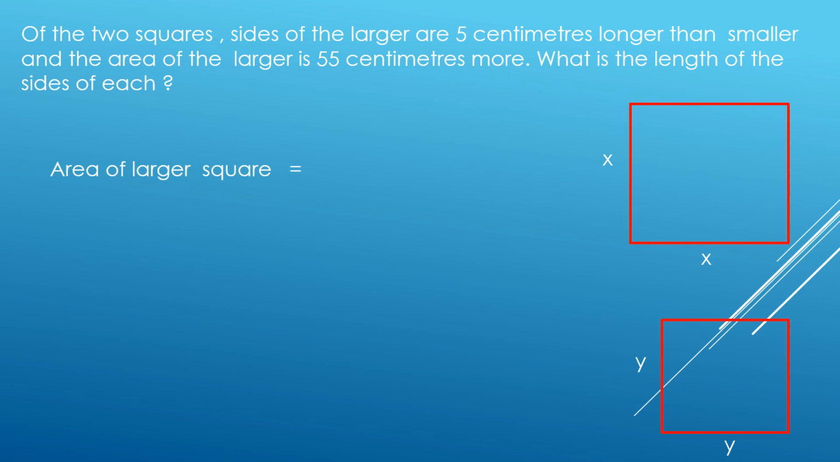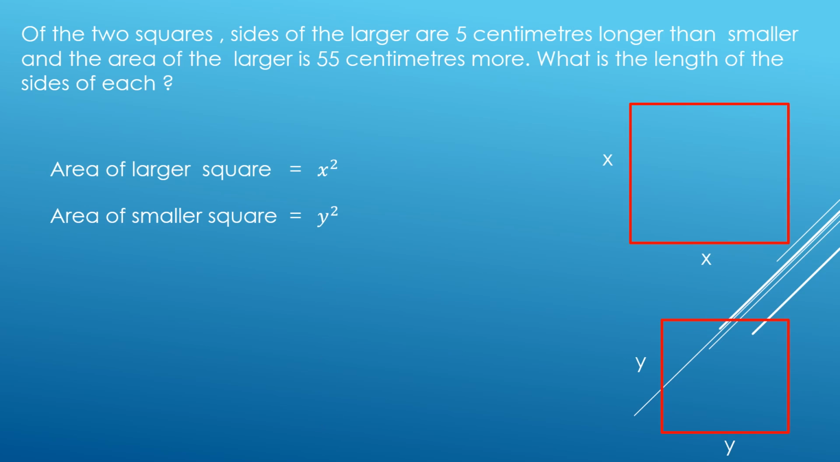Here we have the side of the large square is x. Now my question is, what is the area of the large square? Good, side into side. Then x into x, that is x square. Yes. Then what about the area of the smaller square?